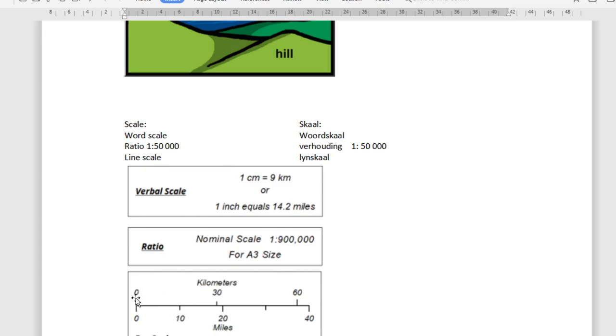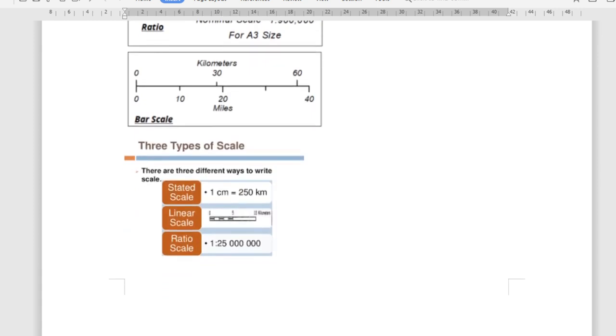So then you take your ruler and you measure this distance. So let's say this is 3 centimeters. So every 3 centimeters on your ruler is 30 kilometers on the map. Jy sit letterlik jou liniaal en jy meet daardie spasie en dan sien jy hoeveel dit is. Kom ons sê dis 3, dan elke 3 centimeter is 30 kilometer.